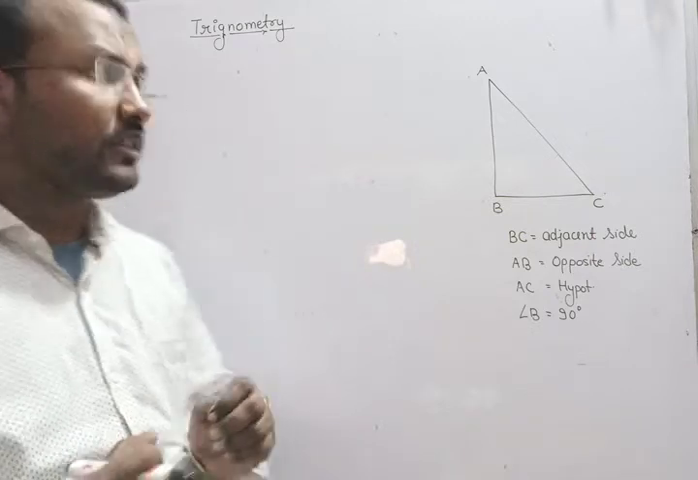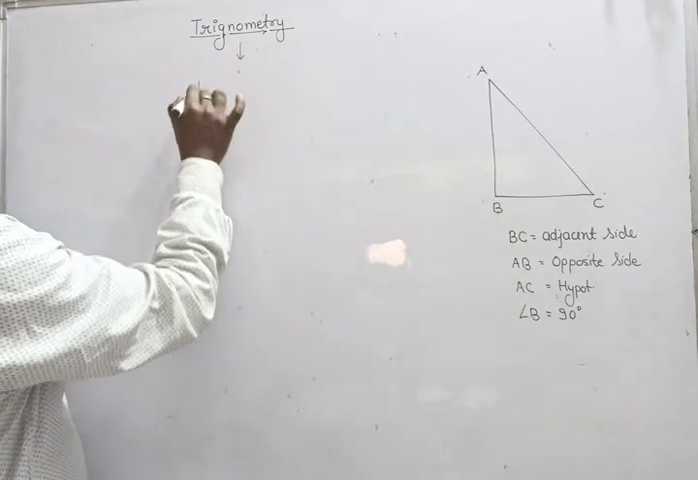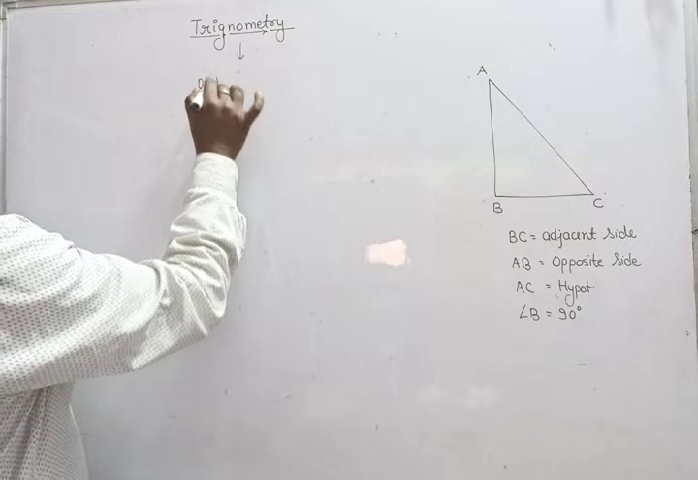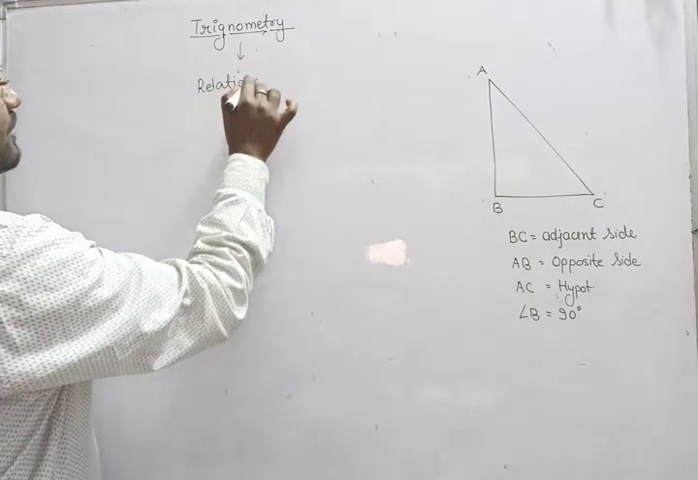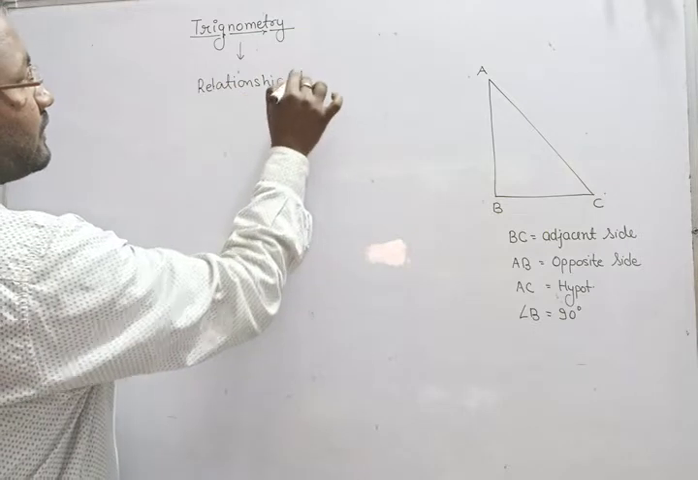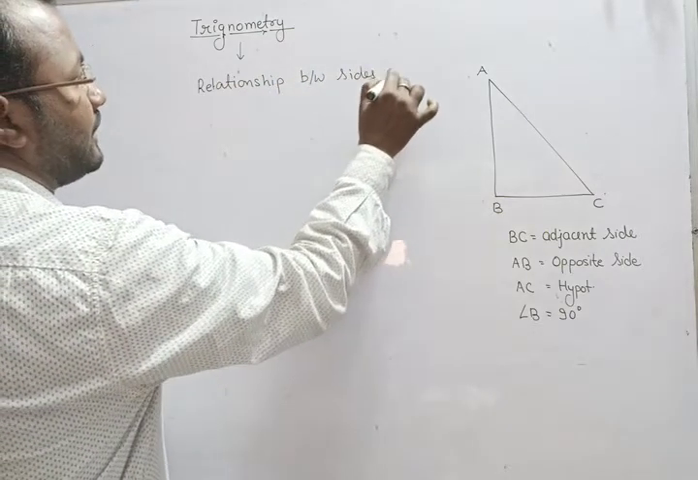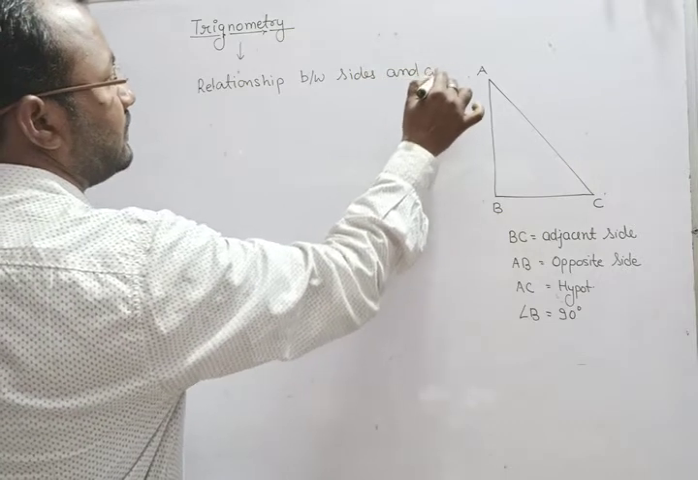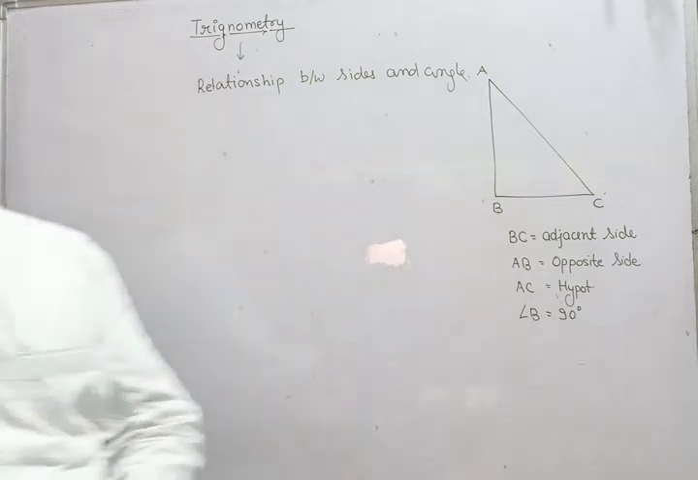Okay, what does it mean? Basically, trigonometry establishes the relationship between sides and angles. Okay, it defines the relationship between sides and angles.